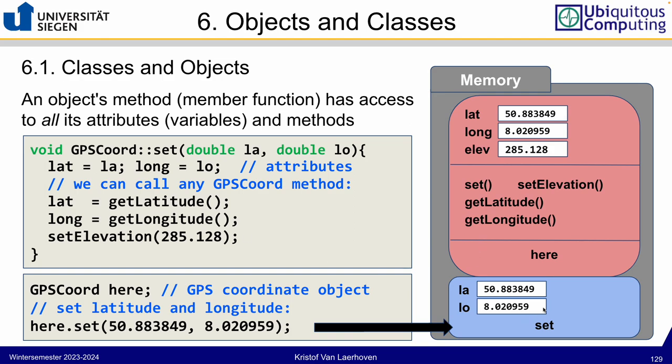Now, as you can see over here, whenever we launch a function, it's not part of this object that we created here. We have an object here which has particular data.